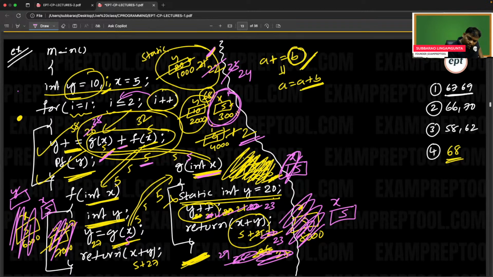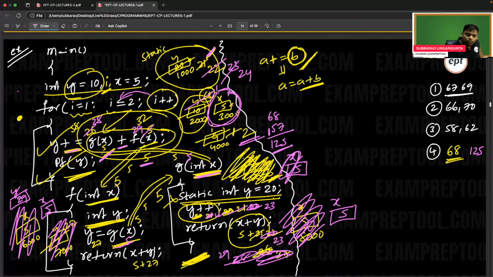29 will go back to here. So y is 29. That 29 will go to here. So remember 28 plus 29, which is going to be, I think, 57. Right? Y is equal to y plus, y already 68. 68 plus 57, how much? I think 125.